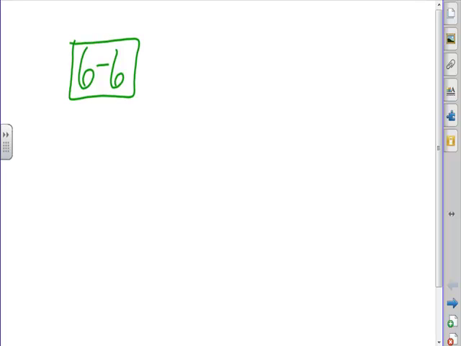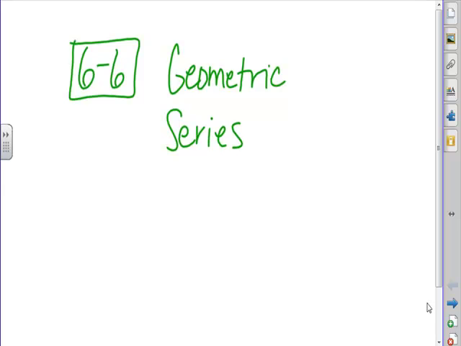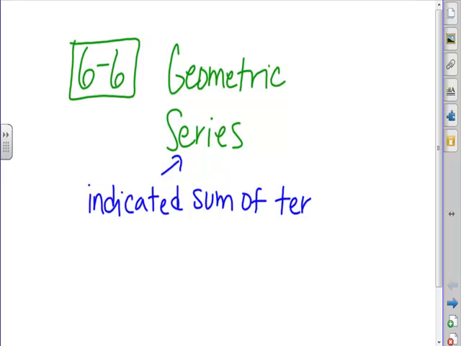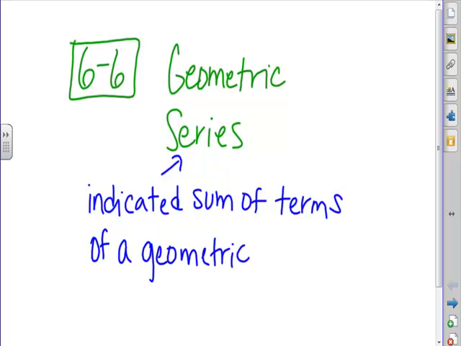And section 6-6 is called geometric series. This is similar to how we met an arithmetic sequence, and then we added it up and called that an arithmetic series. We've now met a geometric sequence, and so now we're going to meet a geometric series. Basically, all a geometric series is, is an indicated sum of terms of a geometric sequence.